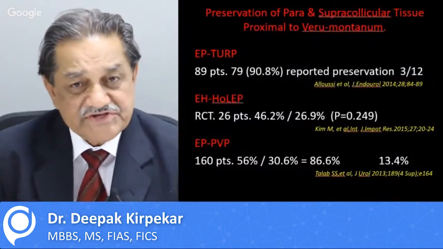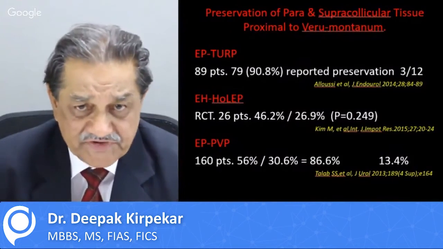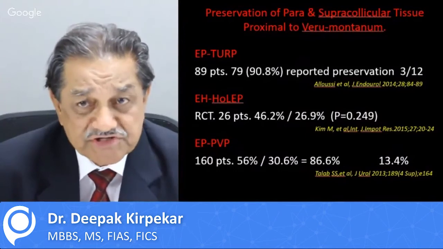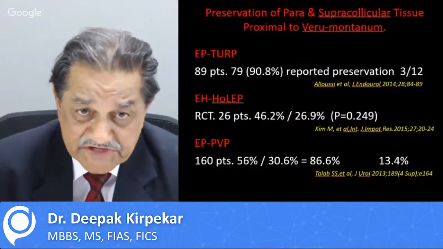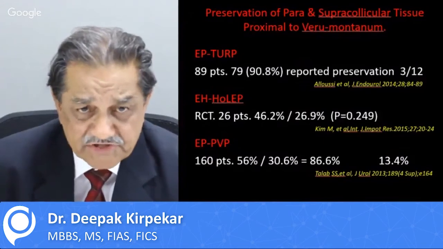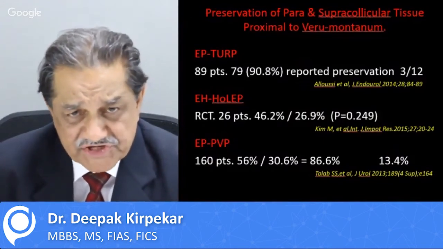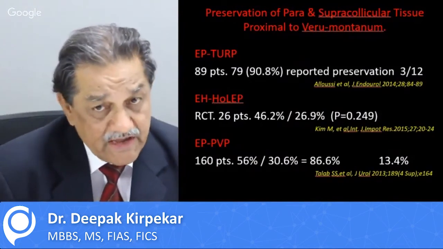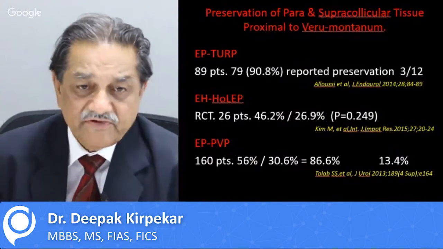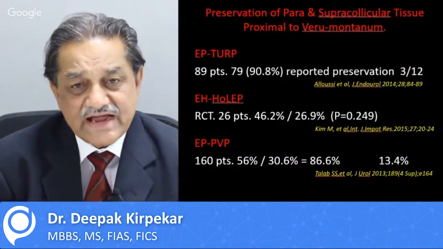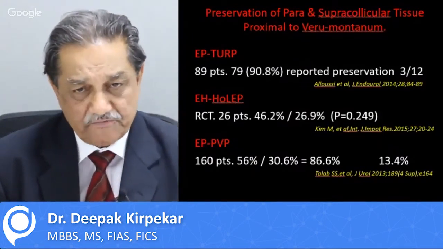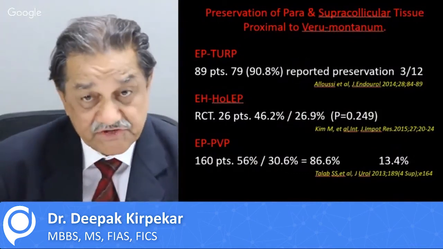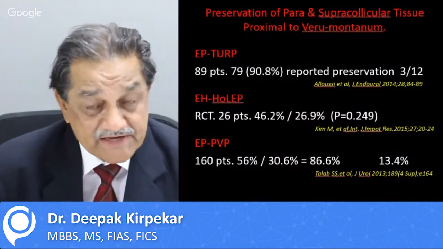We are now talking about retrograde ejaculation. This has been taken up very seriously recently, and there are three studies which talk about preservation of paracollicular and supracollicular tissue proximal to the verumontanum. As far as TURP is concerned, ejaculation-preserving TURP, 89 patients, 90% reported preservation of ejaculation at the end of 3 months. HoLEP and vaporization don't seem to be that accurate as far as preservation of paracollicular tissue is concerned, but they do also preserve ejaculation. This is the new concept that has come to mind.